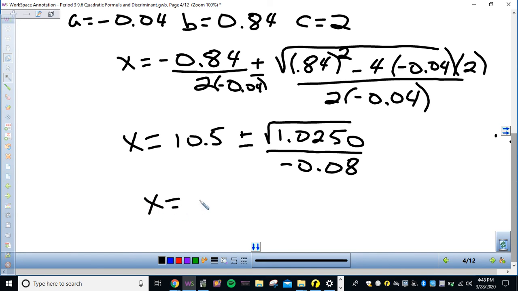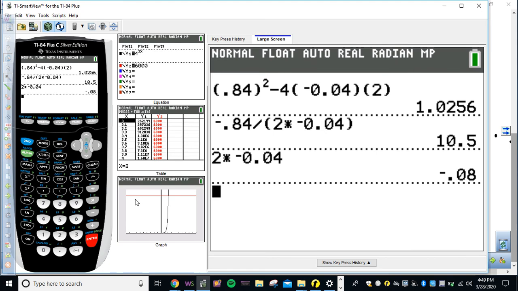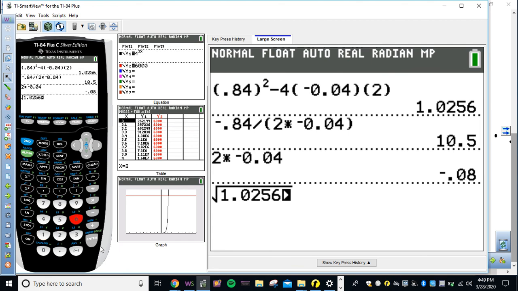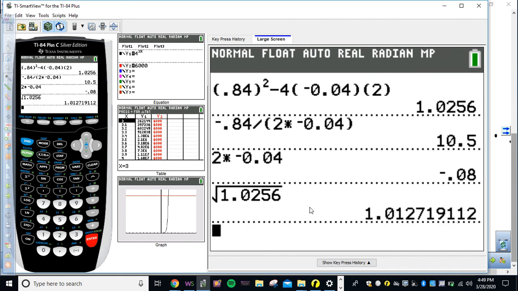So we have x equals 10.5. Remember, this is all about how far that shot put is going to land from where the person threw it. So plus or minus, I'm going to take the square root of 1.0256. So let's go back to the calculator and do that. So we're going to go second x squared and put in the 1.0256. See what we get there, which is, again, let's round to hundredths here.